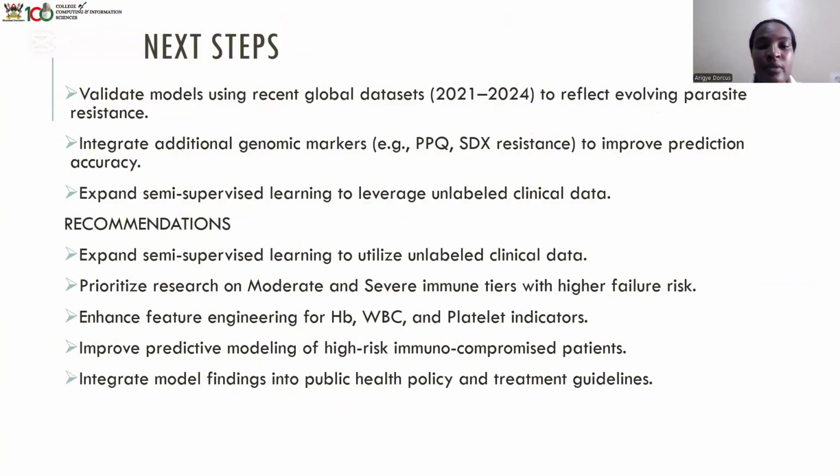Finally, we recommend that insights from this work contribute toward strengthening Uganda's public health treatment guidelines.